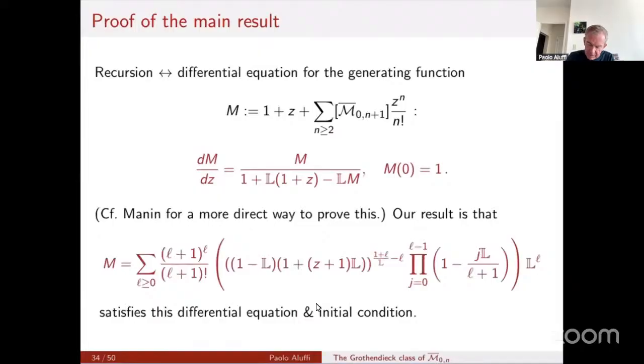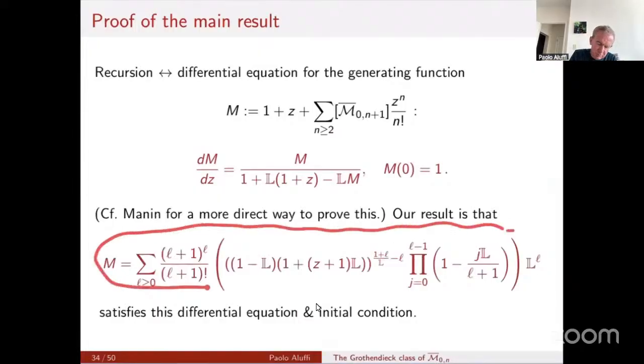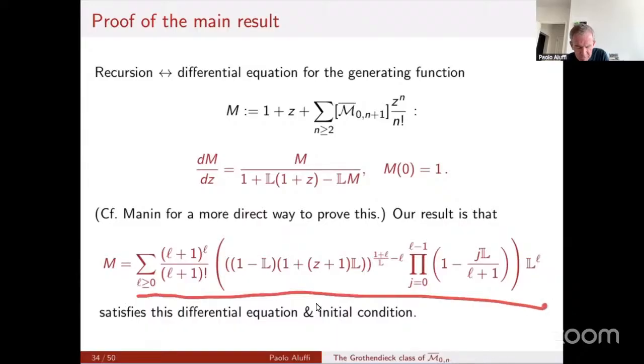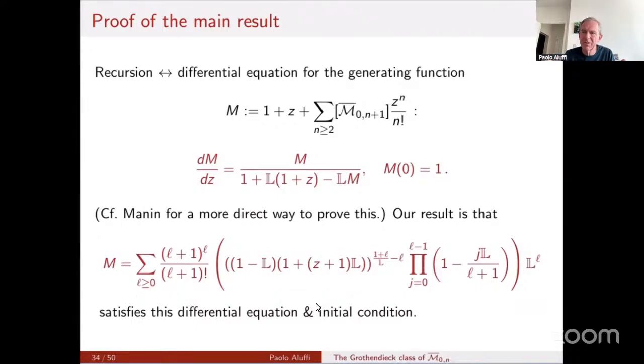Our result is this. Again, you cannot possibly parse this in a talk, but the result is that this generating function has this explicit expression. So all you have to do, once you come up with this expression, is to prove that it satisfies the differential equation and the initial condition. So you see where the difficulty is. Now to prove this, that has to be straightforward. The difficulty is to come up with it.